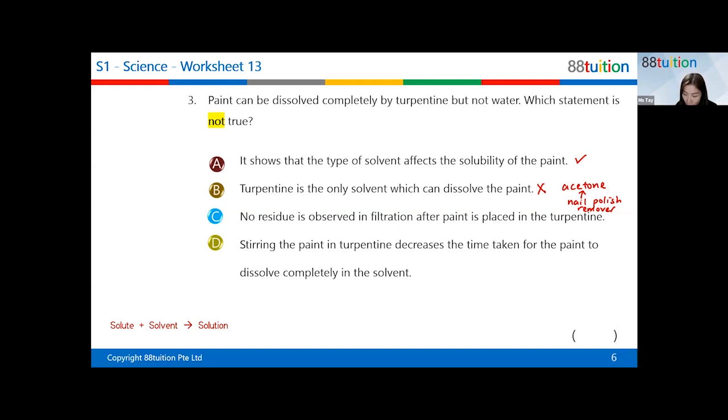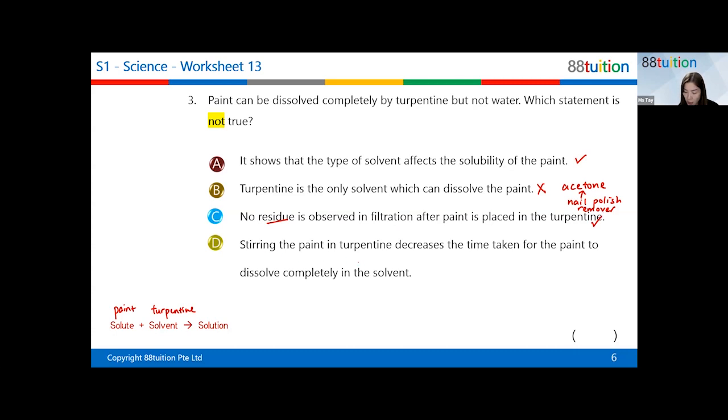Now, no residue is observed in filtration after paint is placed in turpentine. Yes, it is a correct statement. Remember, solute. The solute here is paint. The solvent here is turpentine. And then the solution, I don't know what's the name, maybe it's a paint turpentine solution. Because it dissolves so well in turpentine, it forms a solution. It is not going to have anything trapped in the filter paper. We did filtration last week, correct? So you're not going to see any residue in the filter paper. So this is a correct statement.